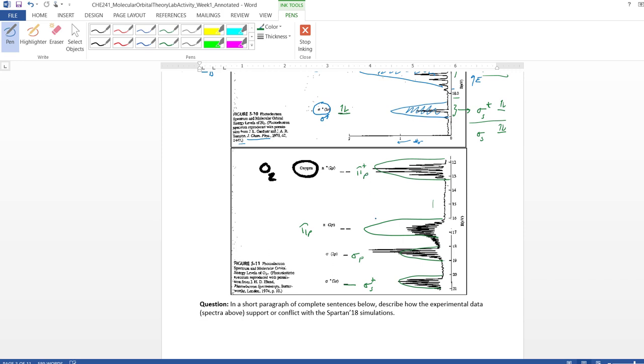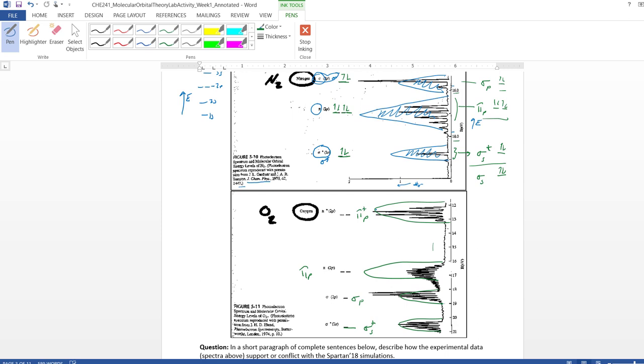Now notice here that this is a little bit different than what you saw above. The ordering is flipped, and that's because for the experimental value, you go for s, p, and so look at these two here.